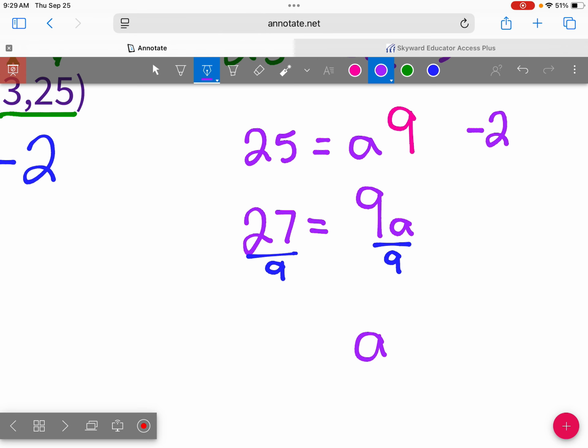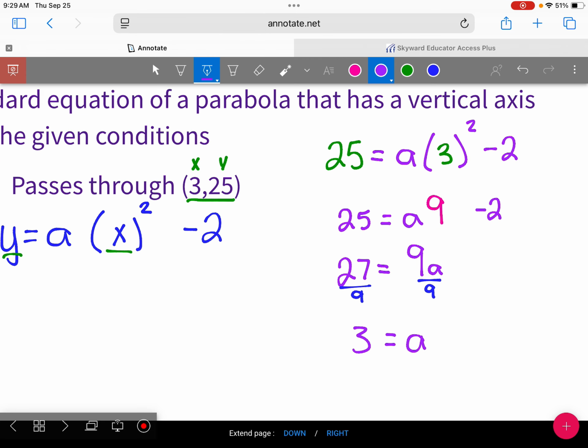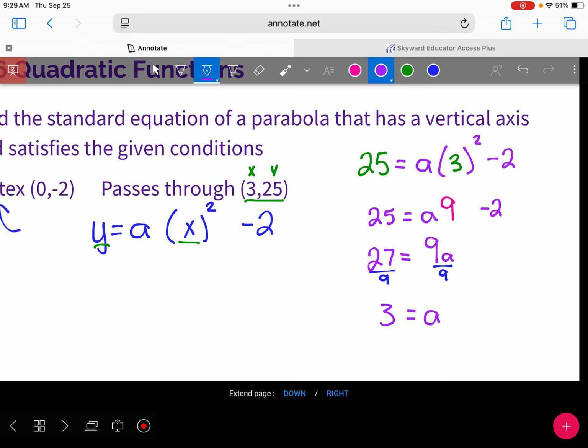So what does our a equal? 3. So now I know what my a should be. I no longer need the any equation. I can get the exact equation that we wanted. So our y equals 3 times our x squared, minus 2. You can have the parentheses or not. It's vertex form.